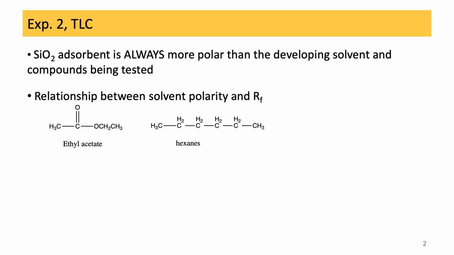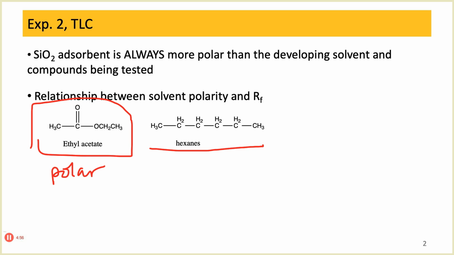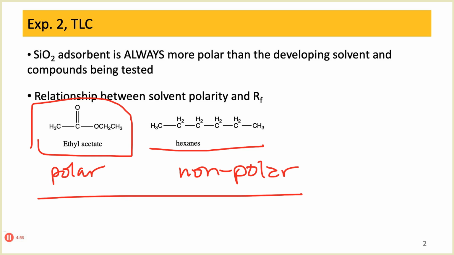This is chapter 1 stuff in lecture. Basically, something that's full of nothing but carbons and hydrogens, i.e. hexanes, is extremely nonpolar, whereas ethyl acetate, with a couple of oxygens in there, the ester functional group, is polar relative to the hexanes. That said, these are both relatively nonpolar compared to the silica gel.